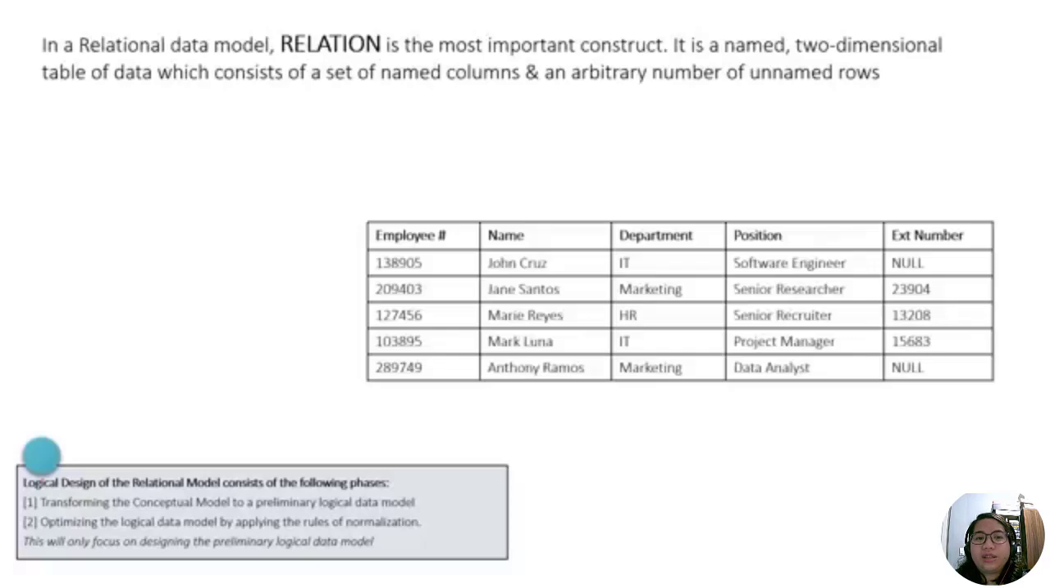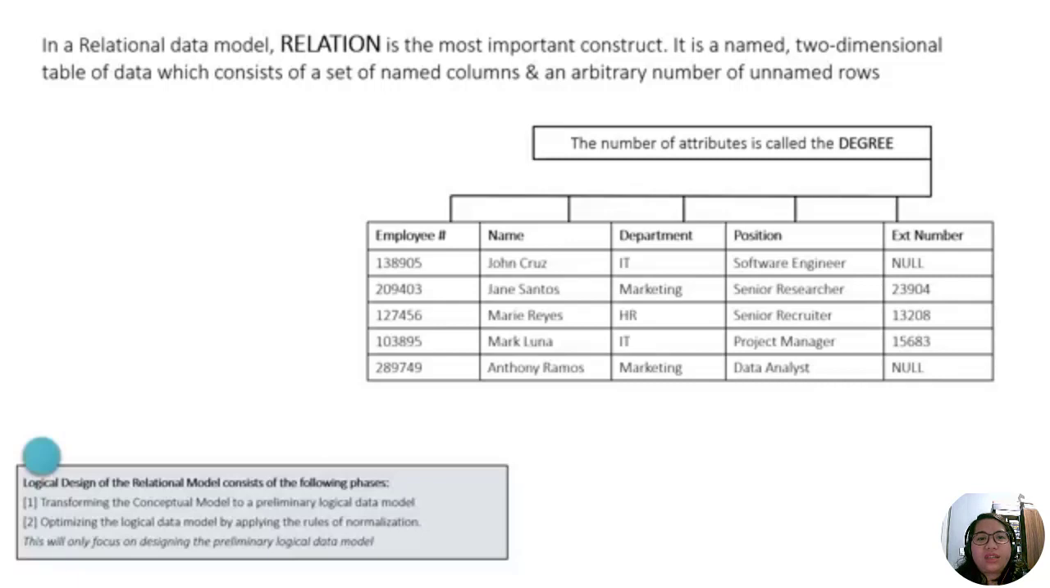In a relational data model, relation is the most important construct. It is a named two-dimensional table of data which consists of a set of named columns and an arbitrary number of unnamed rows. Here, we have an example of a relation employee. The attributes employee number, name, department, position, and extension number form the columns.